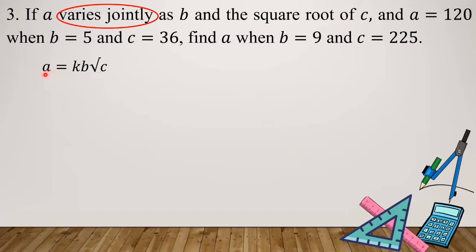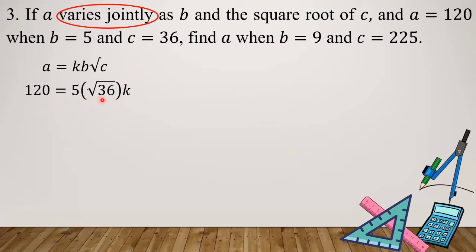Then substitute the values of a, which is 120. So it will become 120. Then substitute the values of b, which is 5, then the values of c, which is 36. Then yung k, kahit ilagay na natin siya dito sa may last, since k ang hinahanap natin. Then 120 is equal to 5 multiplied by square root of 36, k.